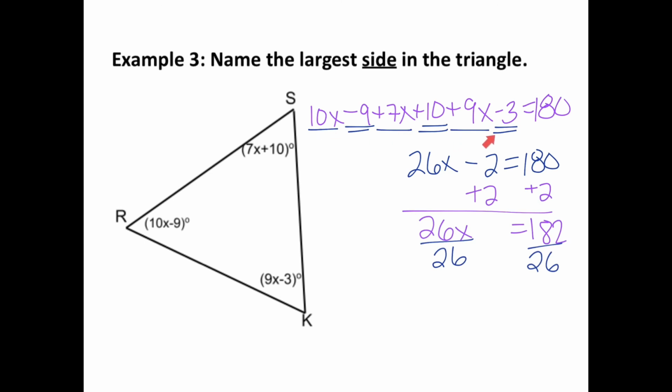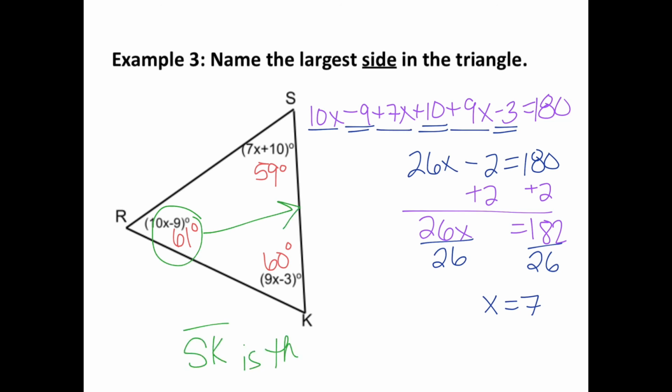So after simplifying by combining like terms, and solving using inverse operations, I finally get down to the point that x equals 7. And now what you're going to see happen is I'm going to take that x value and plug it in to each of these expressions to find the angle measure for each of the three angles in the triangle. Now that I have that figured out, to name the largest side of the triangle, I'm going to look for that largest angle and find the side opposite of that. So SK is the largest side.